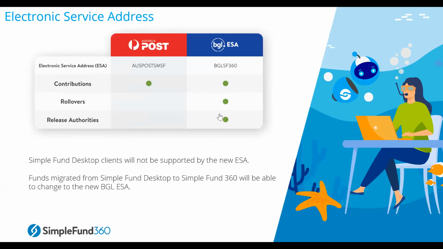And if I want to identify which funds are signed up with Australia Post, and I want to move them across to the new BGL ESA, under the ESA drop-down menu, I can tick that I want to highlight the funds that are with Australia Post. And you can see there that the filter will automatically apply, and I'll be able to switch these particular funds across to the BGL ESA if I want to. And I'll talk you through that in a second. So I'm just going to clear these filters now. So I'm going to have a look at a few other screen features.